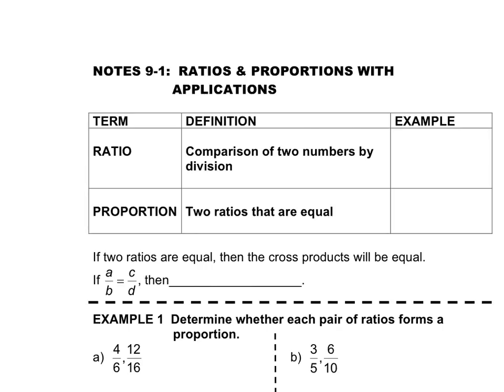All right, guys, so we're starting chapter 9 today. We're going to talk about ratios and proportions with applications. These are actually pretty easy. You've done these a lot. It really comes down to being able to simplify things or cross multiply. So we'll get through this. It shouldn't take too long.